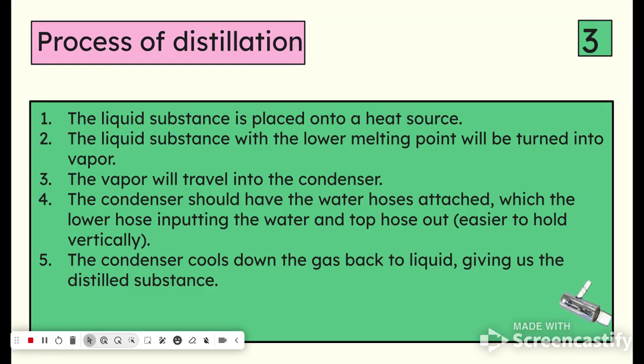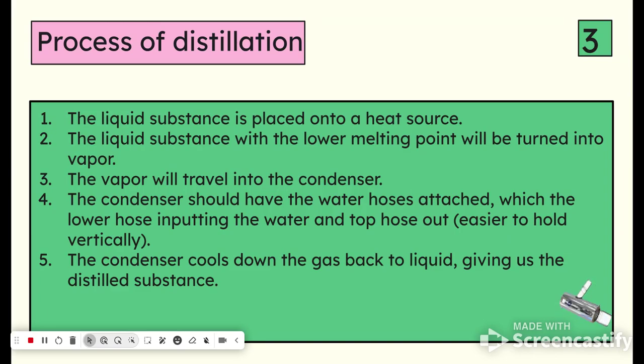And the process of distillation is your initial substance is placed onto a heating source, and then the liquid substance with the lower melting point will turn into vapor, so it will start to travel up the condenser. And then depending on how you place it, sometimes you could just do a vertical distillation, which is one flask, and that will just purify a substance. Or sometimes you could do a horizontal, which is two round bottom flasks, and in the end you might have two liquids in both.